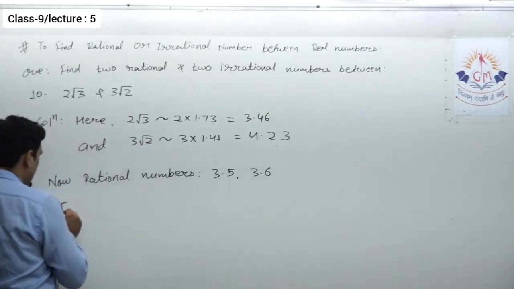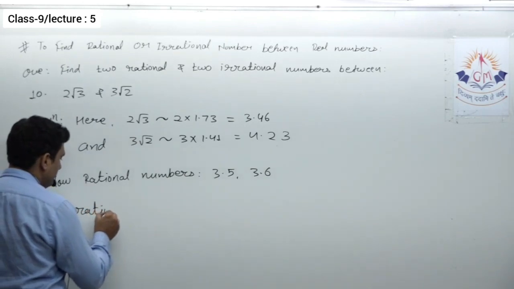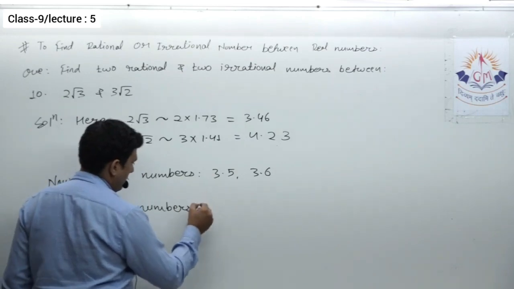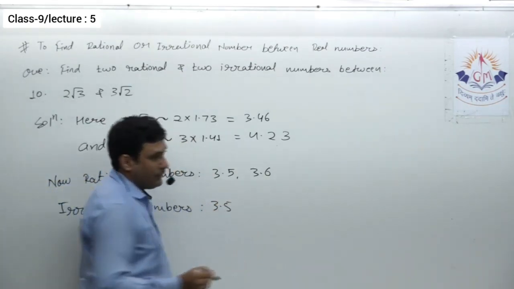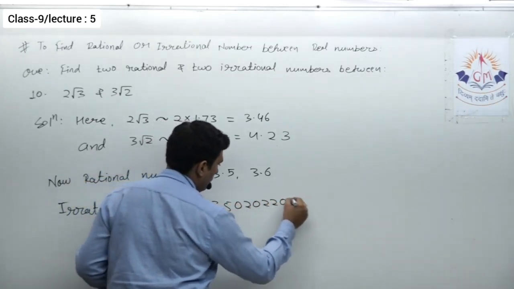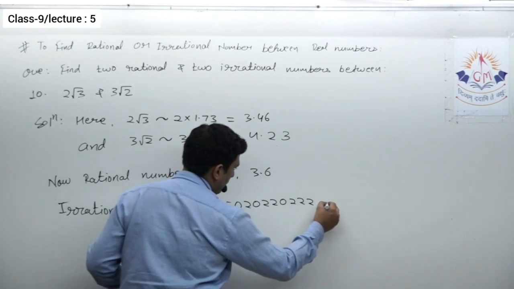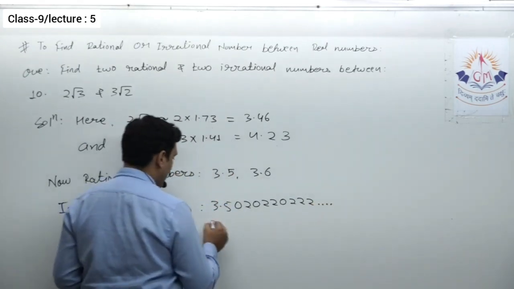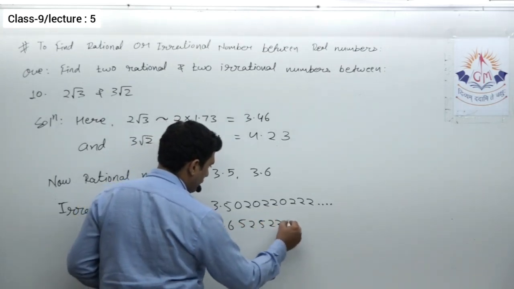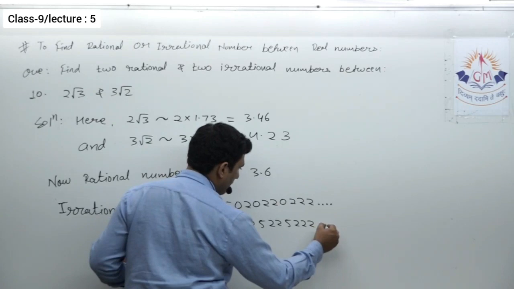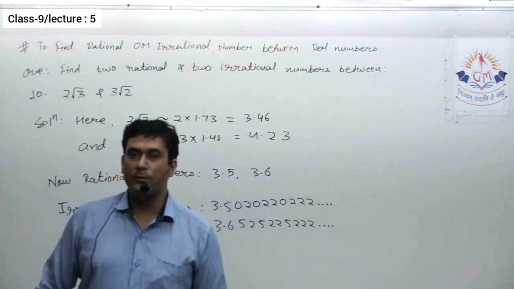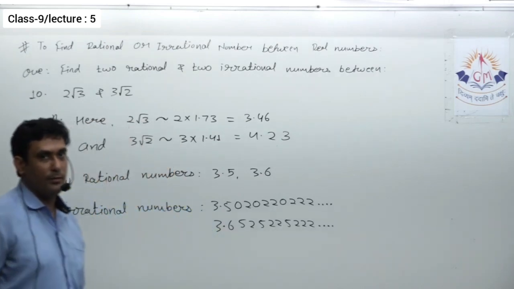Okay, irrational numbers. After 3.5 you can write your own story, that is 3.5020220222 and so on. And another one is 3.6525225222 and so on. So these are the rational numbers as well as irrational numbers between the given set of numbers. So please note it down.